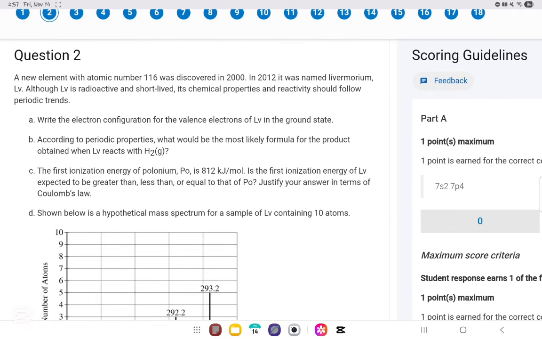A new element with atomic number 116 was discovered in 2000. Okay, so basically it's so much talking. Let's look at the first question. A. Write the electron configuration for the valence electrons of Lv in the ground state. Now notice here what they said. They want the electron configuration for the valence electrons.